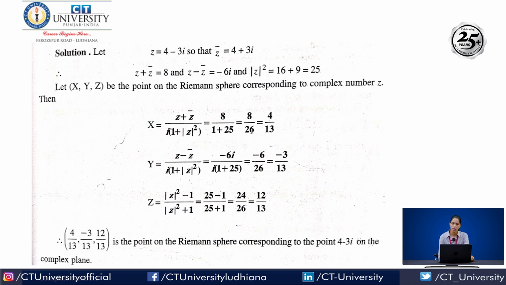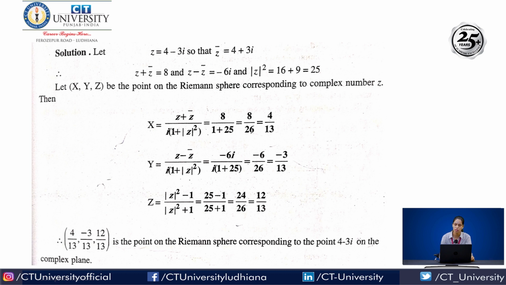So my z is 4 minus 3i, and its conjugate becomes 4 plus 3i. Adding both, z plus z conjugate equals 8, that is the real part of both, and z minus z conjugate equals minus 6i, that is the imaginary part of both. And the mod squared is the square of the coefficient of x, the real part, plus the square of y, the imaginary part. So my mod squared becomes 16, that is 4 squared, plus 9, that is 3 squared. 16 plus 9 is 25. So my mod squared becomes 25.